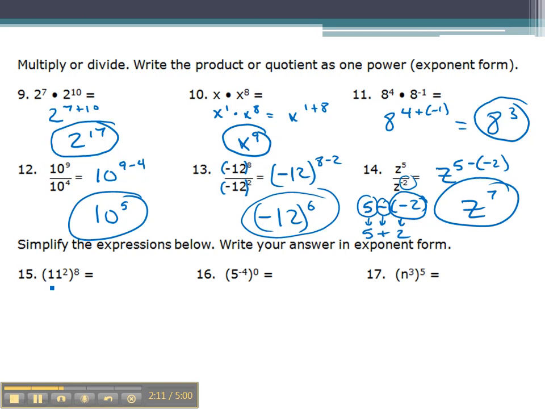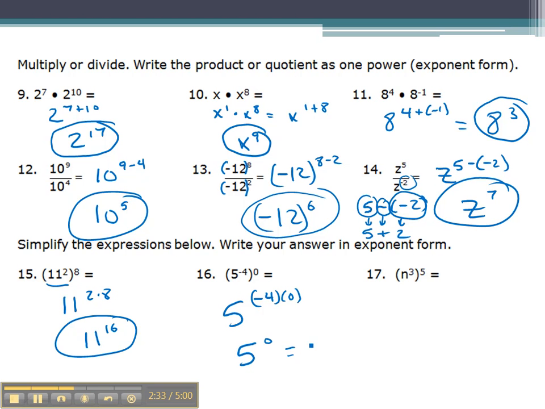The rule for taking a base number with an exponent to a power of a power is to multiply the powers. So this is 11 to the 2 times 8, or 11 to the 16th. Here we have 5 to the negative 4 times 0. Anything times 0 is 0, so this is 5 to the 0 power, which is just equal to 1. And here we have n to the 3 times 5, n to the 15th power.